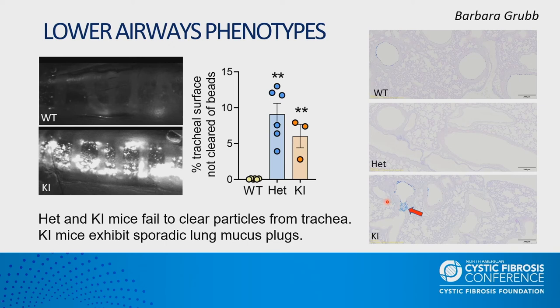Going down the respiratory tract, we also phenotyped the lower airways. Barb did a mucociliary clearance measurement in the trachea, and in this case she is measuring the amount of particles that can be removed after inhalation. You can see here both the heterozygous and the knock-ins cannot fully remove all the particles that are inhaled. Going further down in the intrapulmonary airways, we observe sporadic but pretty consistent little mucus plugs in the lungs of the knock-in mice, again suggesting that these mice have problems clearing mucus at all levels of the respiratory tree.